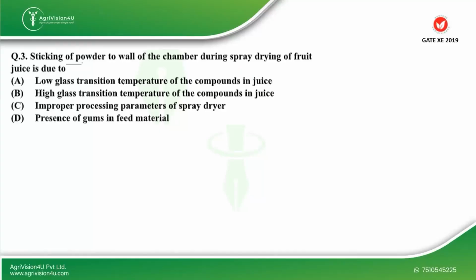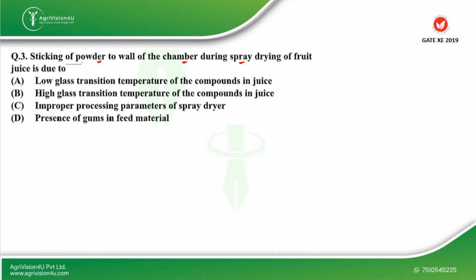Question number 3. Sticking of the powder to the wall of the chamber during spray drying of fruit juice is due to: first option, that is low glass transition temperature of the compounds in juice. B. High glass transition temperature of the compounds in juice. C. Improper processing parameters of the spray dryer. Or D. Presence of gums in feed material.